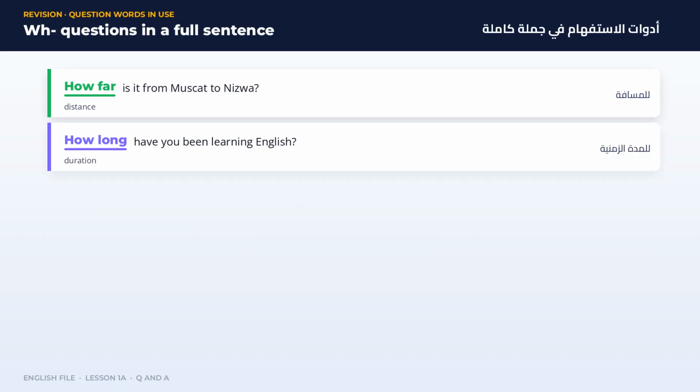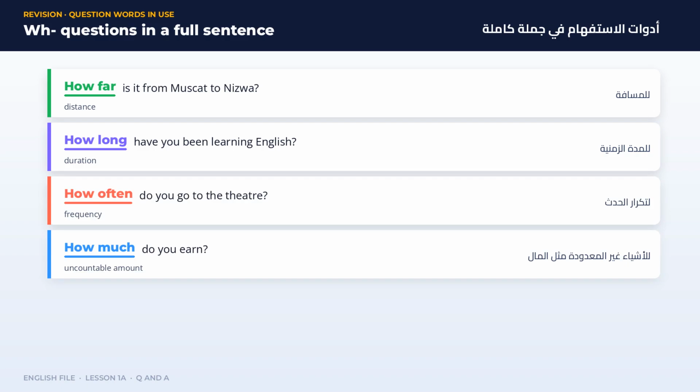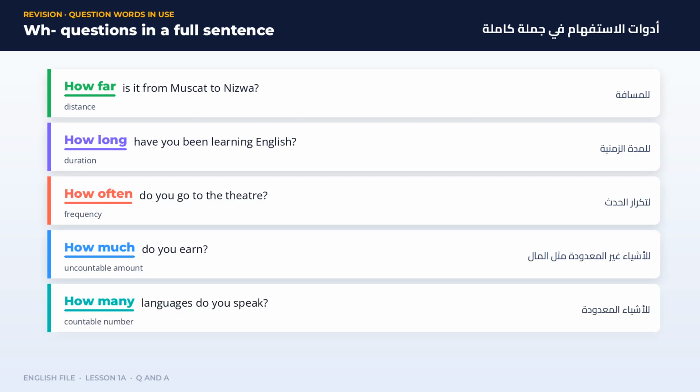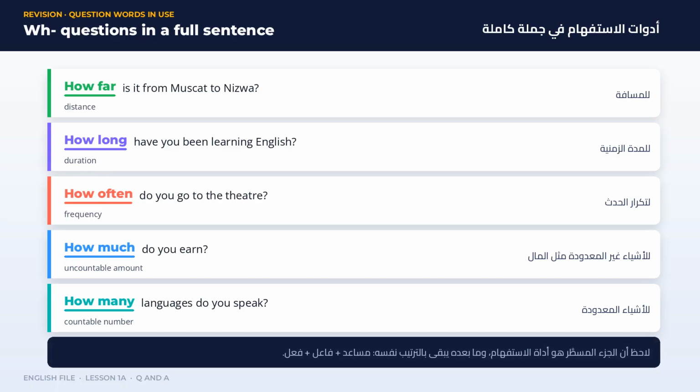Now see them inside a full sentence. Look at the underlined part on screen. How far is it from Muscat to Nizwa? That asks about distance. How long have you been learning English? Duration. How often do you go to the theater? Frequency. How much do you earn? An uncountable amount. And how many languages do you speak? A countable number. Notice the pattern. The question word changes, but everything after it keeps the same order. Auxiliary, subject, main verb.